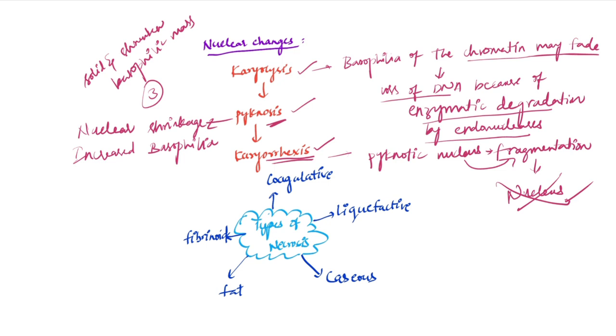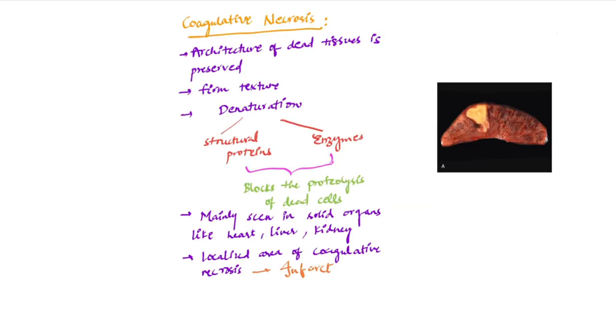And the next part is the types of necrosis. How many types of necrosis are there generally? Generally there are five types of necrosis. What are they? Coagulative necrosis, liquefactive necrosis, caseous necrosis, fat necrosis and fibrinoid necrosis. Okay, so first we will discuss coagulative necrosis. What happens in coagulative necrosis? The architecture of dead tissues is preserved. That is, there will be a shape to the dead tissues.